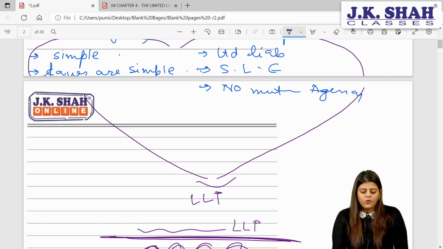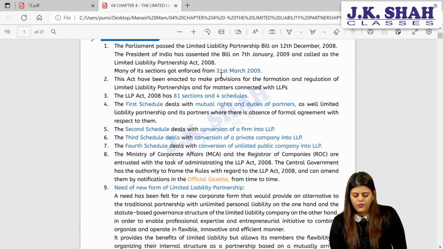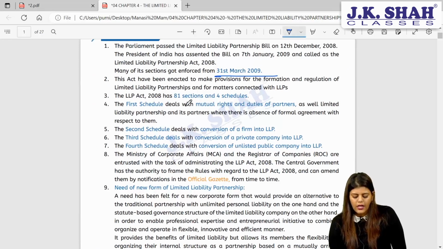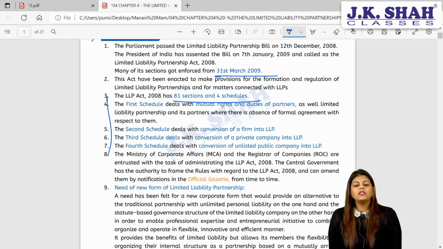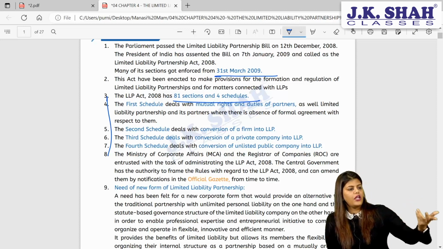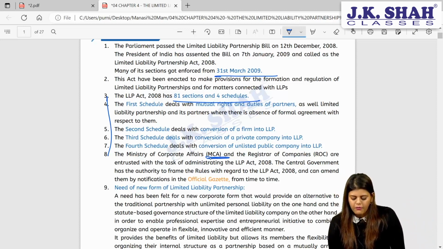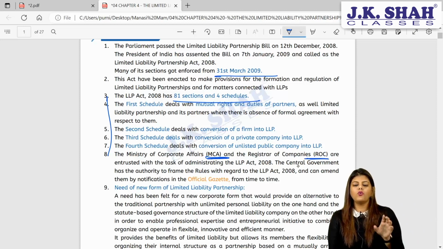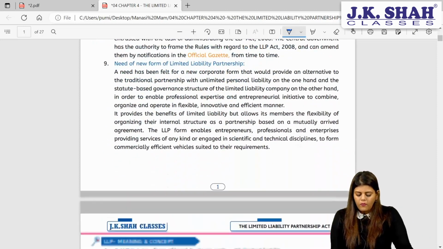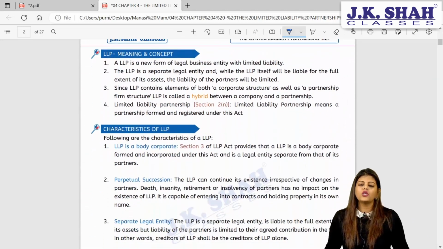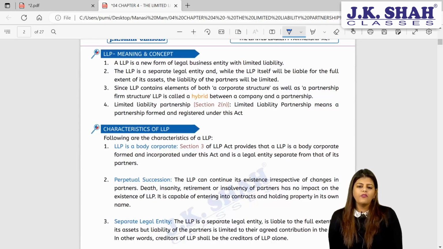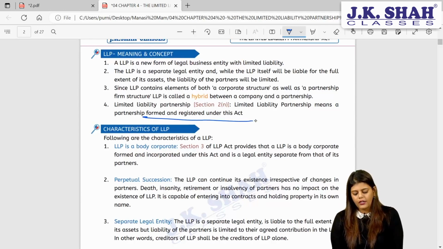Now, they have given you certain characteristics and all. See, first of all, 31st March 2009, 81 sections, 4 schedules. And bacha, just as in companies you had MCA, Ministry of Corporate Affairs, and ROC. In partnership firm you had ROF, registrar of firms. Here you don't have a separate registrar of LLP, only MCA and ROC. So ROC and MCA both are going to take care of companies as well as LLP. What is the need? LLP meaning and concept, just as you know company means a company, same way LLP means a LLP, incorporated and registered under this act.